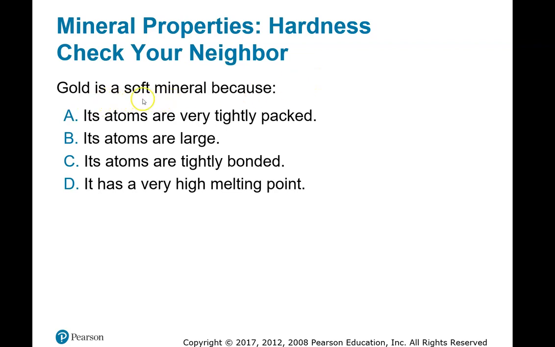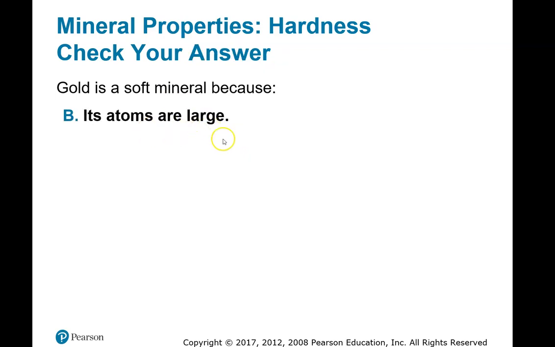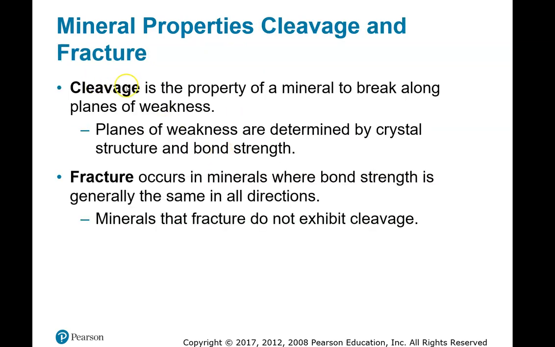So gold is a soft mineral because, as I was just talking about, the atoms are very large. The larger the atoms, the softer the mineral. All right, let's see. There it is, there's the right answer. We'll return to this idea about cleavage and fracture. Remember, they're kind of like opposites of each other.